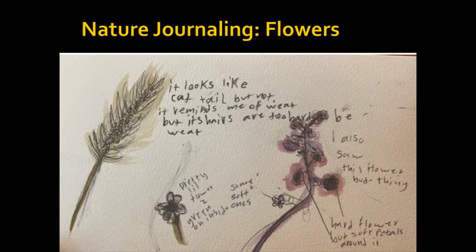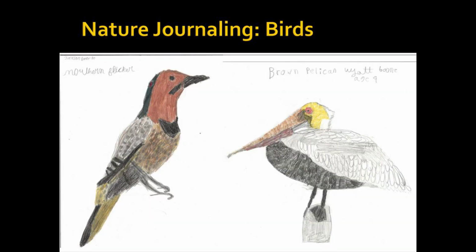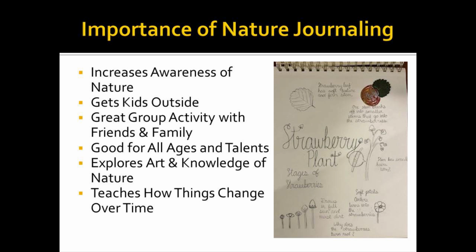These are some examples of nature journalings of flowers. And these are some examples of nature journaling birds. The importance of nature journaling is that it increases awareness of nature, gets kids outside, is a great group activity for friends and family, it is good for all ages and talents, it explores art and knowledge of nature, and teaches how things change over time.